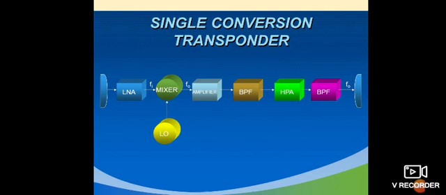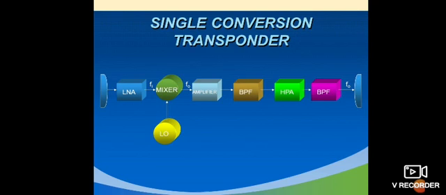The amplifier does the amplification in order to increase the gain of the signal, and it is fed to the band pass filter. What is the purpose of the band pass filter? It allows only the 4 gigahertz frequency of signals, and other than that is rejected. It is also used to eliminate the harmonics. So like this, the amplifier and BPF are used.